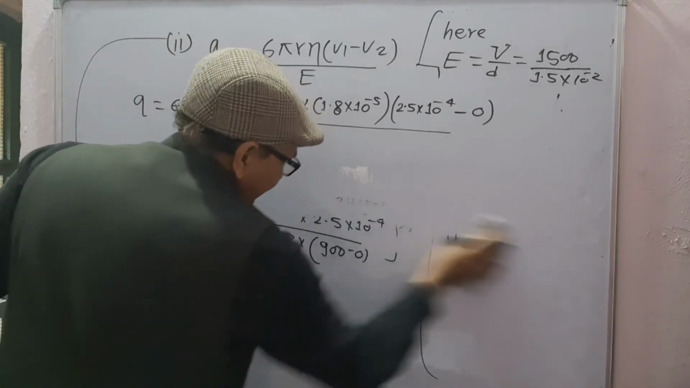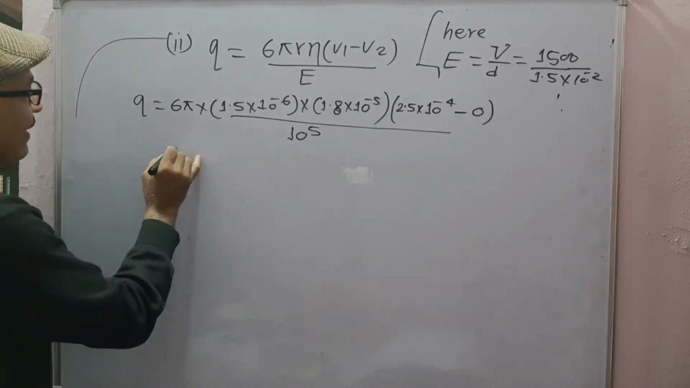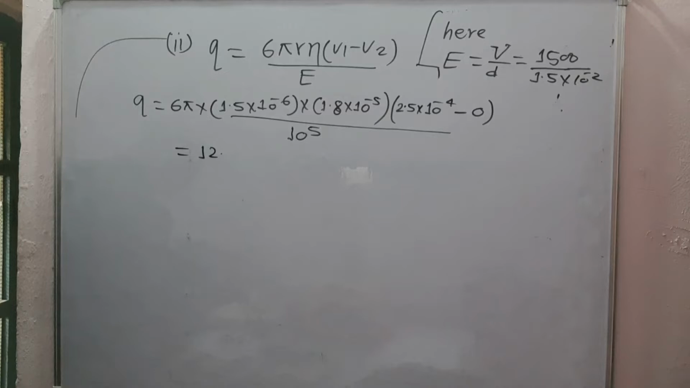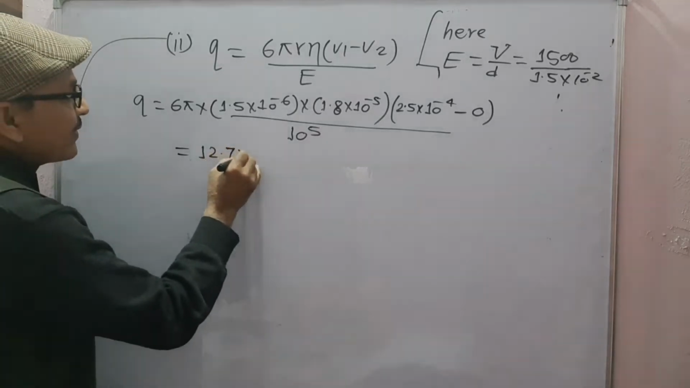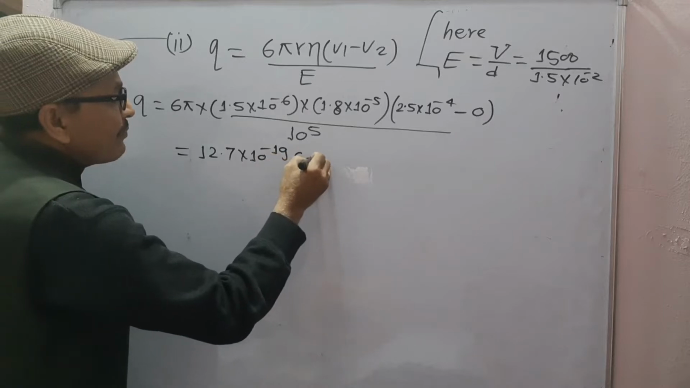On simplification we get the charge on the drop as 12.7 x 10^-19 coulomb.